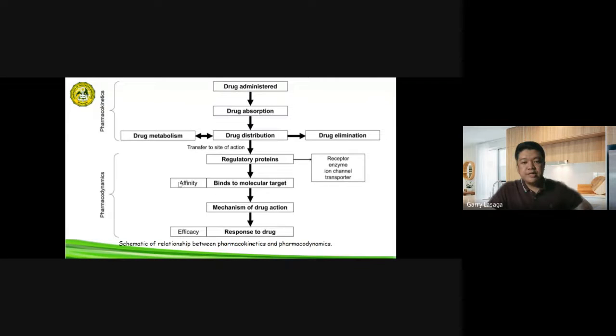Of course, for the drug to be able to interact with the receptors, it must first have the affinity, or the ability, to bind to the receptor in the target tissue. After the drug is able to bind to its target tissue, that is the time that it can manifest its mechanism of action or MOA. After binding, the drug could either induce an effect or not induce an effect, depending on the property of that particular drug.